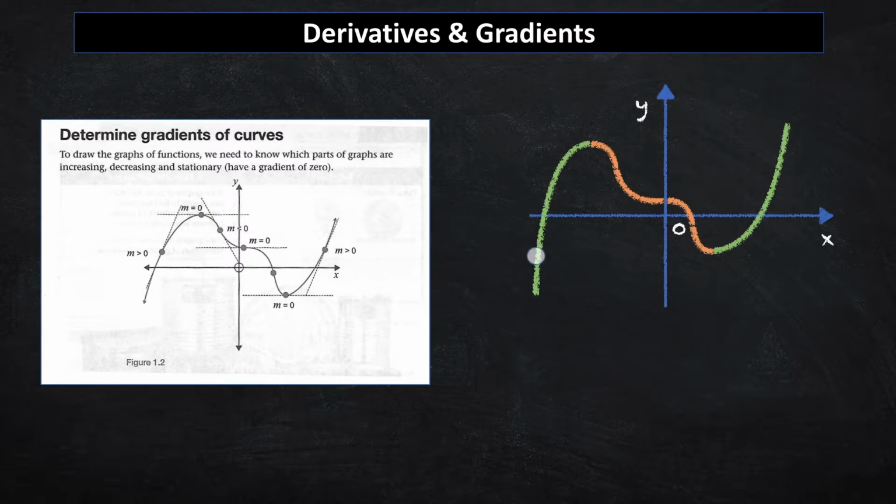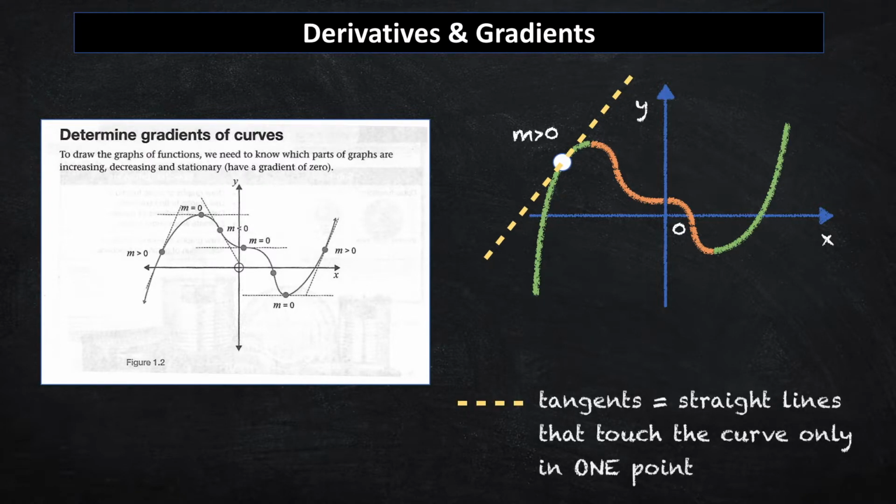Now, let's consider a point on the curve where we know that the curve is increasing, so m, the gradient, is larger than 0. Now we can imagine to draw a line that touches the curve only in that particular point. This line that here is in yellow is called tangent. If we change the location of the point, then we can see how the line also changes, in particular its inclination changes. And these lines that are the tangents are the straight lines that touch the curve only in one point.